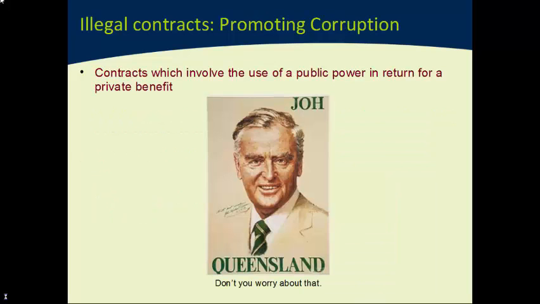Next type of contract which the law regards as illegal: contracts which promote corruption in public life. The classic case that everyone refers to has nothing to do with the late Sir Joh Bjelke-Petersen, but it does have something to do with knighthood. The case is called Parkinson and the College of Ambulances, a 1925 case reported in the second volume for that year of the King's Bench at page 1.